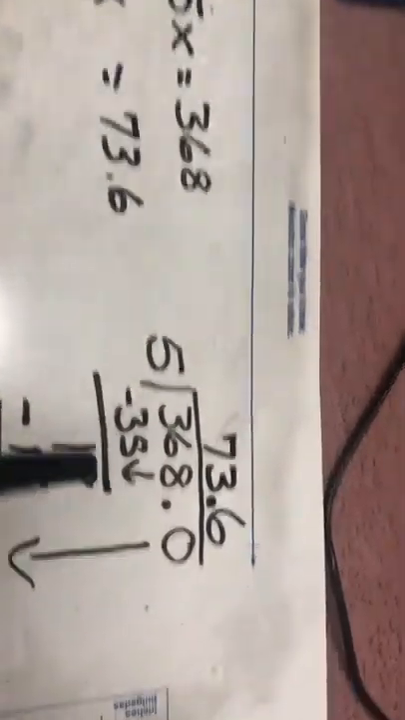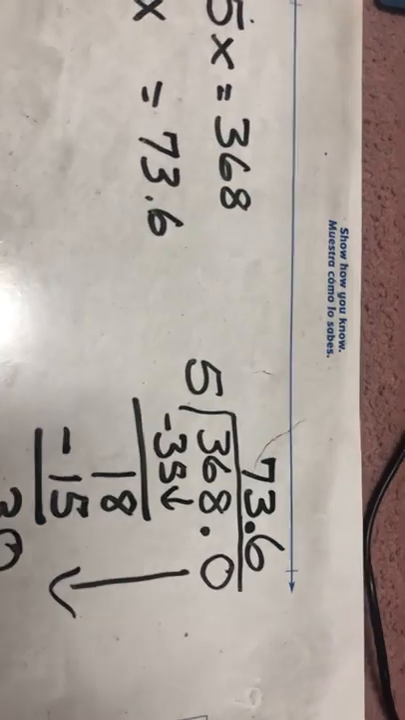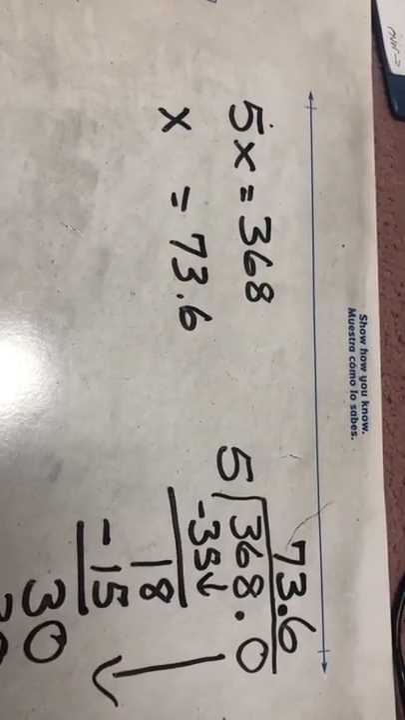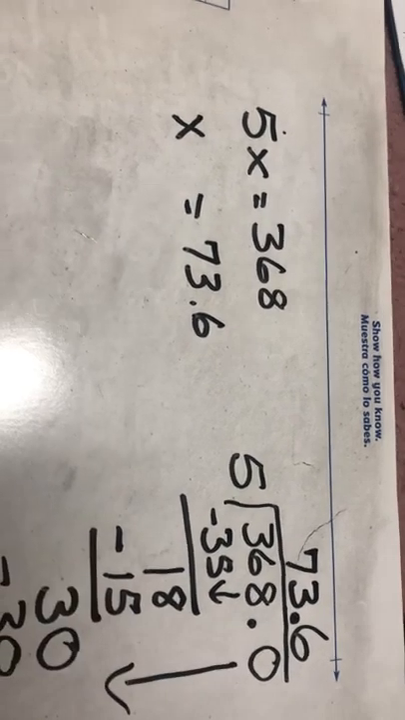Don't end up with a remainder. Add a decimal 0. You're going to have some problems like that on your paper, 4 of them to be exact. But you do them that way, you won't have a problem.